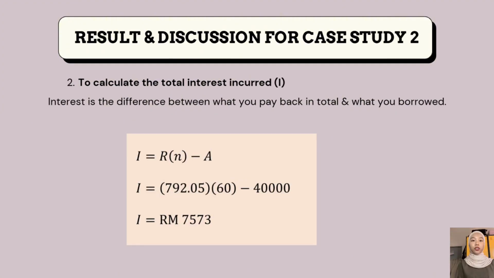This formula is I = R(n) - A. I = 792.05(60) - 40,000. I = RM 7,573.